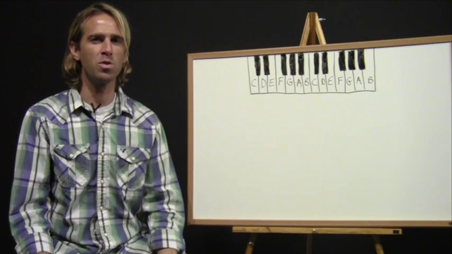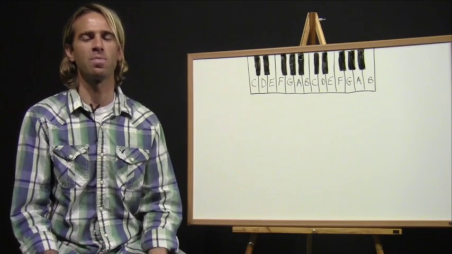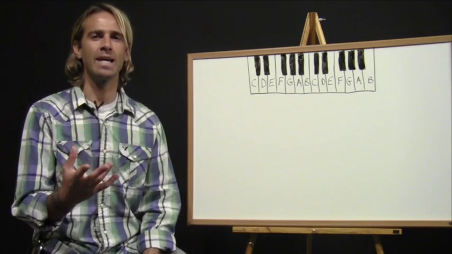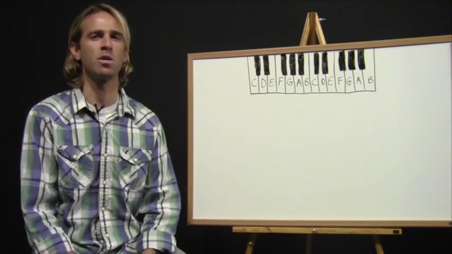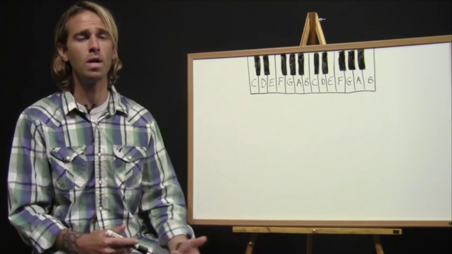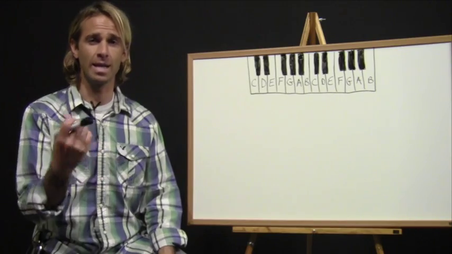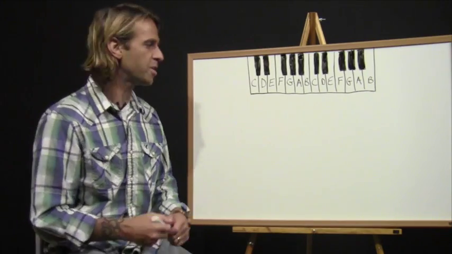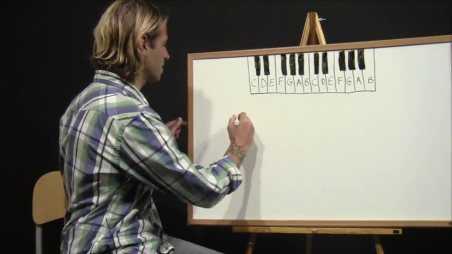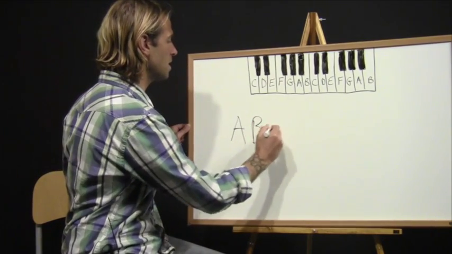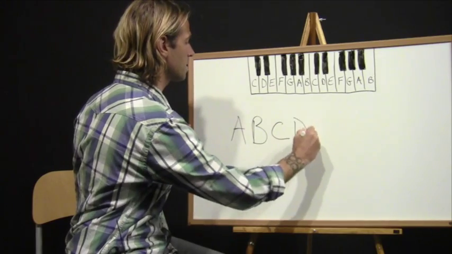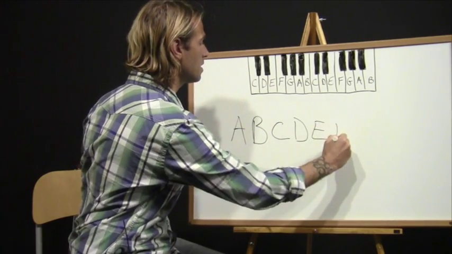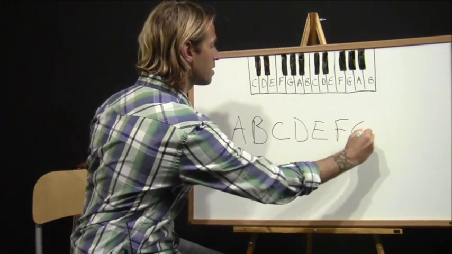So the first thing we're going to start with is what is the musical alphabet. And this is how we assign pitches. Pitches are the sounds that we hear in music. Some are high, some are low, and each one of them actually has a letter assigned to it. So there is what's called a musical alphabet. And the alphabet is made up of A, B, C, D, E, F, G.